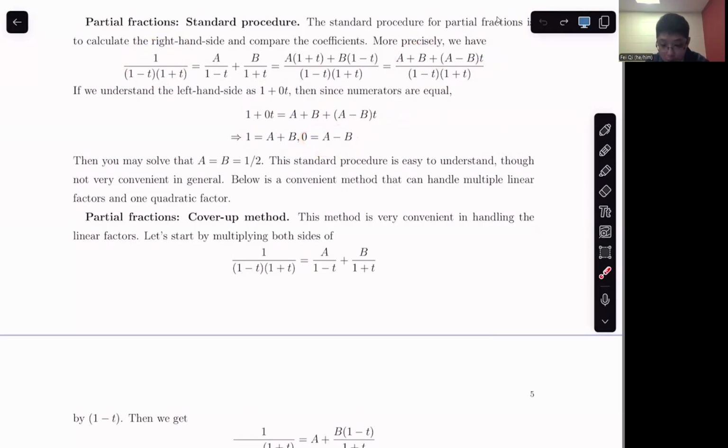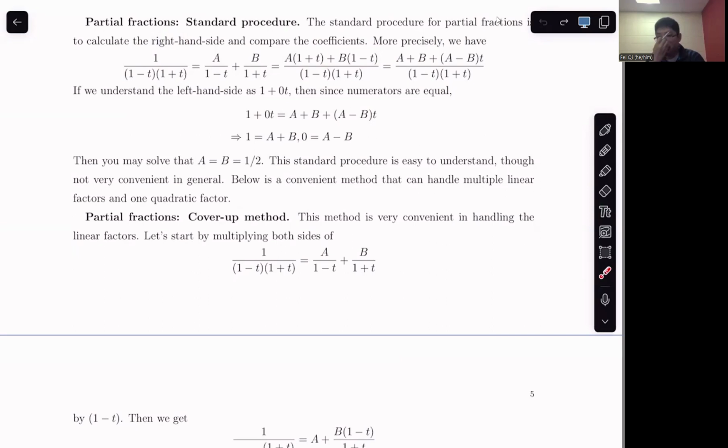So that's it. This standard procedure is very easy to understand, but generally speaking, it is not very convenient. This standard procedure applies to all possible cases of partial fractions. No matter how complicated the partial fraction is, once you set up the decomposition, you can always use this method to handle it. But despite this generality, it's not very convenient. In particular, the calculation can be very complicated if the denominator gets worse.